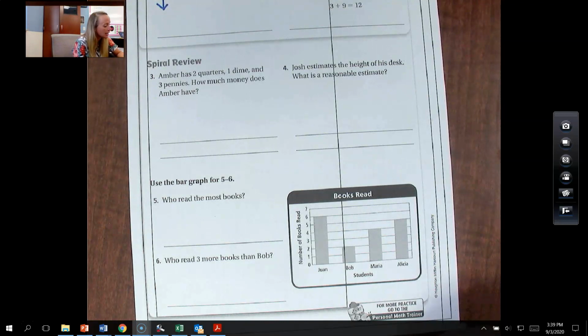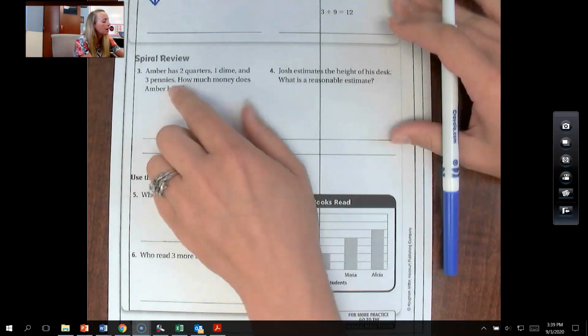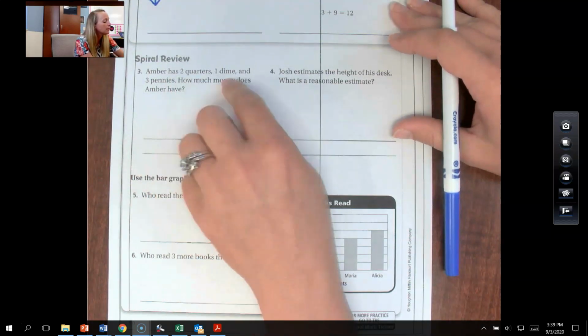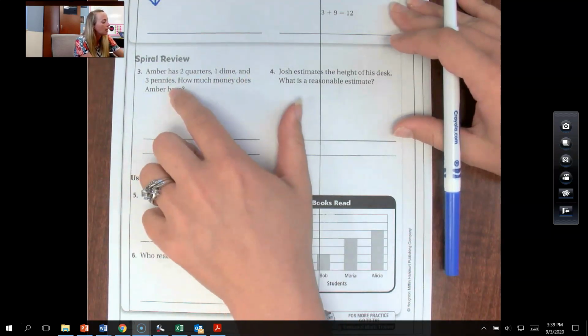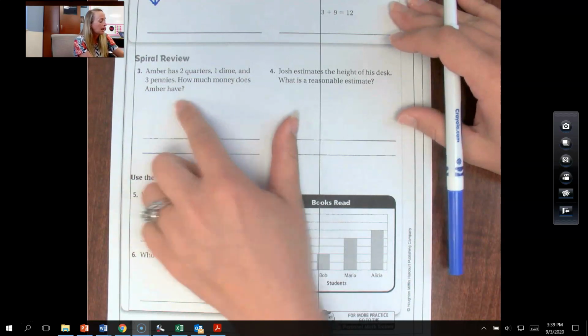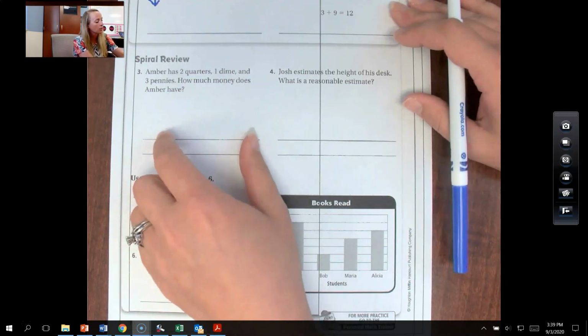The spiral review is all things that you did in 2nd grade. Let's go over it. Amber has 2 quarters, 1 dime, and 3 pennies. How much money does Amber have? Write your answer on the line.